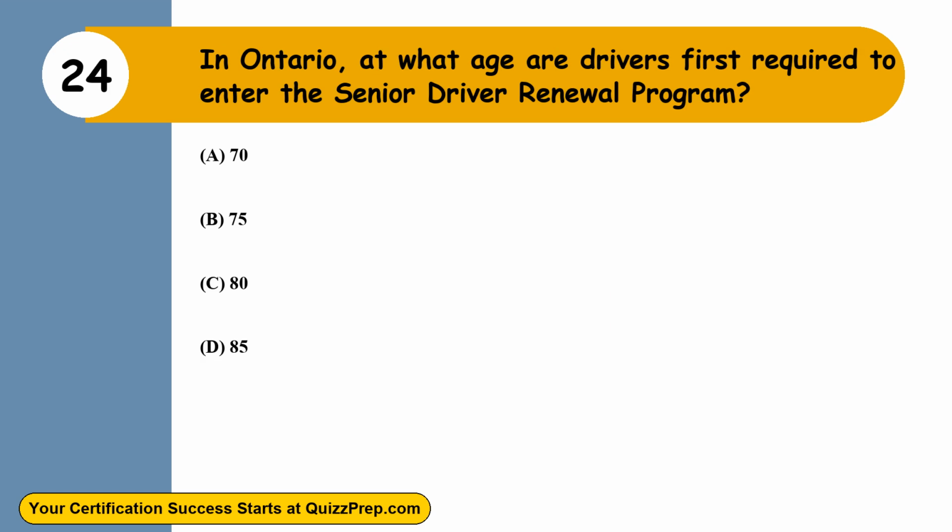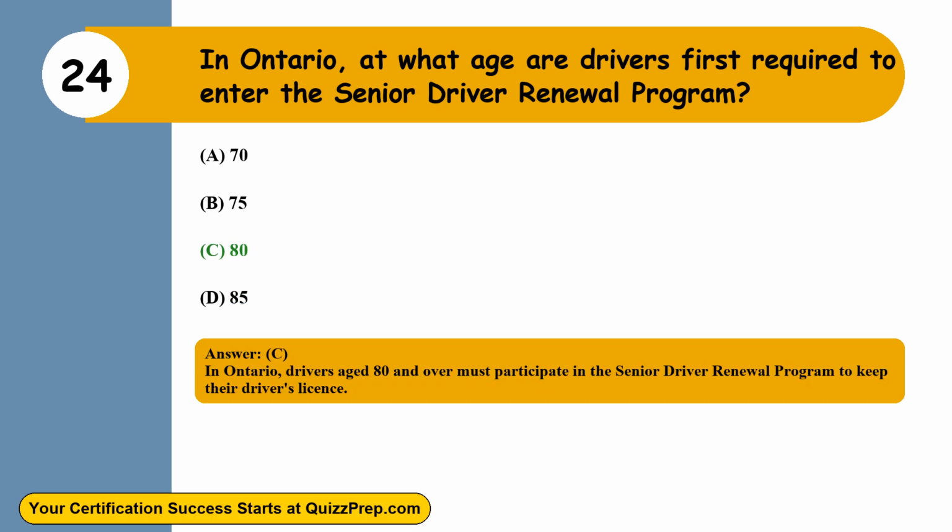Question 24. In Ontario, at what age are drivers first required to enter the Senior Driver Renewal Program? Option A, 70. Option B, 75. Option C, 80. Option D, 85. The correct answer is option C, 80. In Ontario, drivers aged 80 and over must participate in the Senior Driver Renewal Program to keep their driver's license.